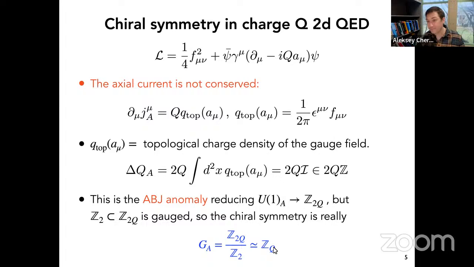And here you can see why I'm talking about charge Q quantum electrodynamics instead of charge 1 quantum electrodynamics. Doing charge Q makes the story a little bit easier to say.